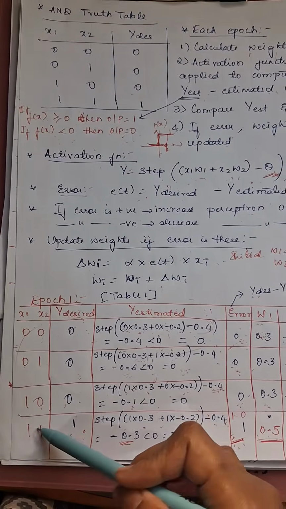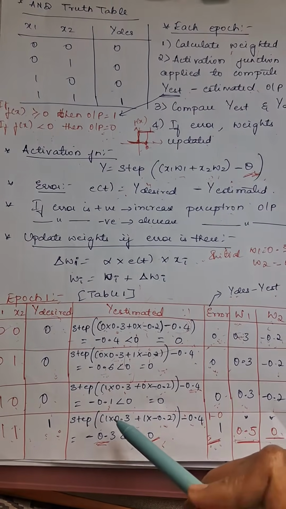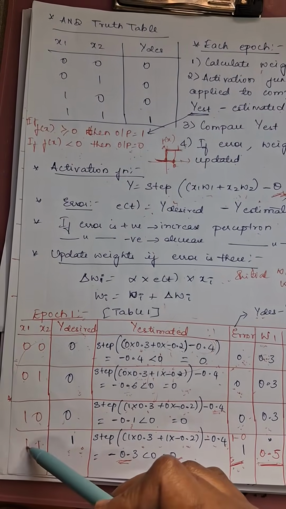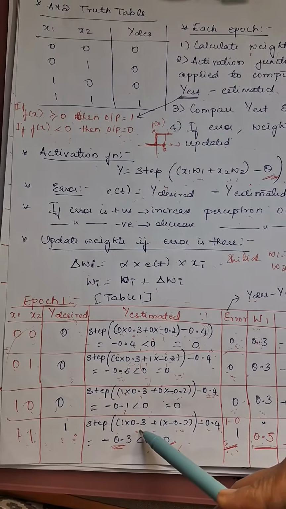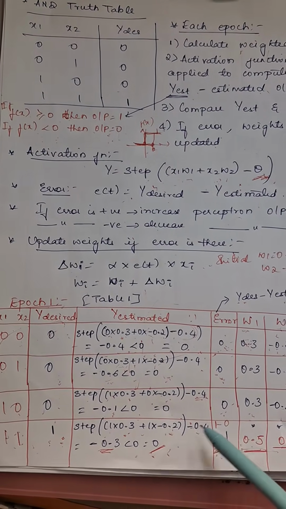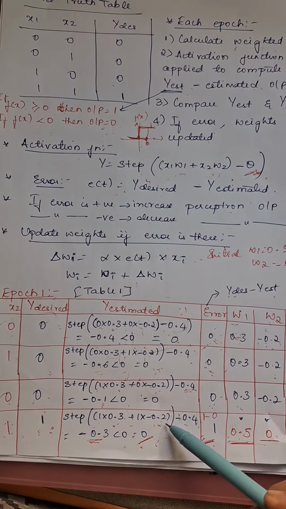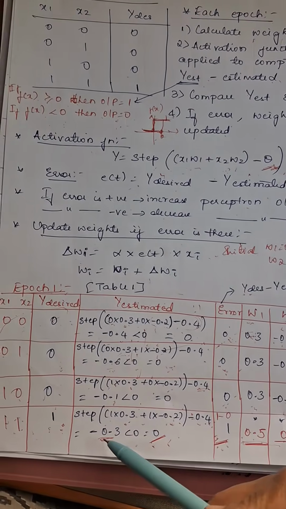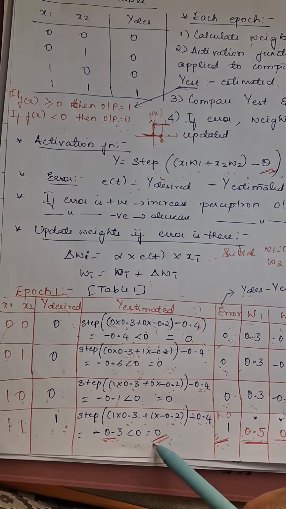Now coming to the last one, 1, 1. Desired output is 1. Find the estimated output. Step of 1 into W1 plus 1 into W2 minus theta. So that is 1 into 0.3 plus 1 into minus 0.2 minus 0.4. So how much do I get here? 0.3 minus 0.2 is 0.1. 0.1 minus 0.4 is minus 0.3. Again it is less than 0. Write it as 0 only.